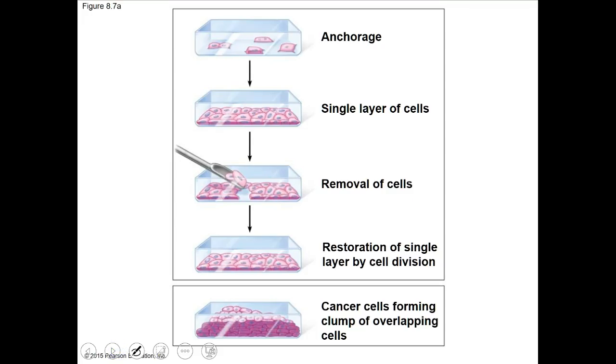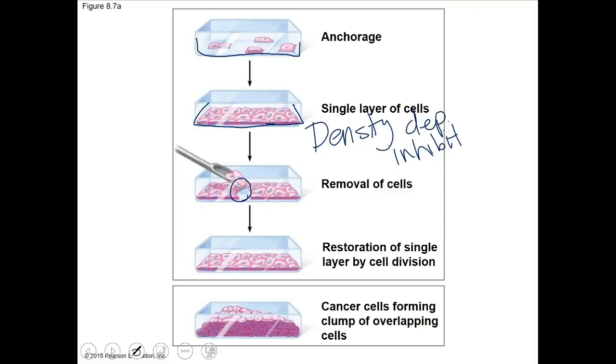So here's sort of a look at anchorage dependence. If we have a solid surface here that we can grow on, then those cells will work together and make a kind of foundation, and that's where they'll be at. If we were to remove some of the cells, then, because at this point we have density-dependent inhibition, everybody's touching on all sides, so they don't need to grow anymore. If we did remove some of those cells, it would trigger some of the cells around it to say, oh, we should divide so we can fill this up.